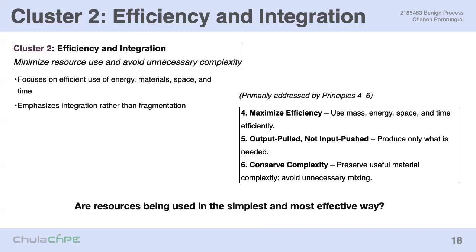Conserve complexity is the next part of this cluster. This concept sounds complicated, but it's actually not that complicated, right? So complexity means each feedstock, for example, in a chemical process. Let's say you have 99% ethanol coming in. It doesn't come to be used to produce polyethylene, for example. You start from 99% ethanol.